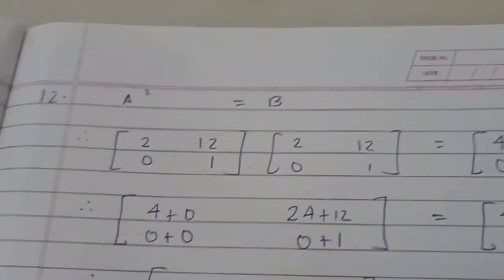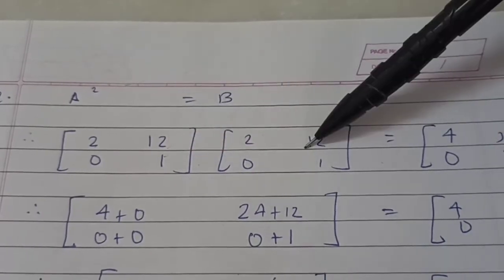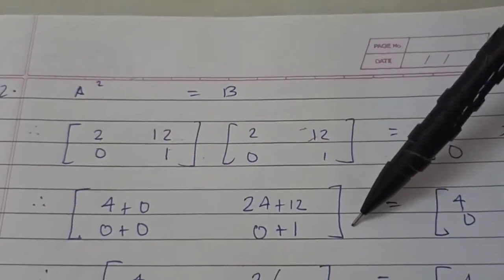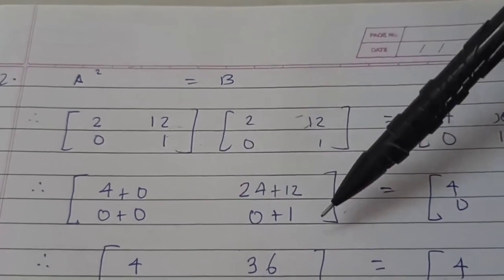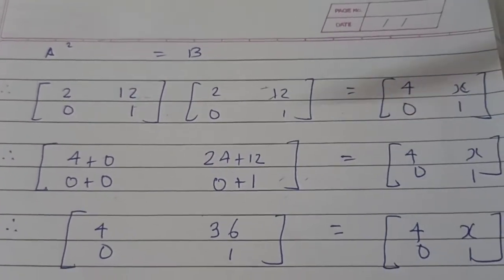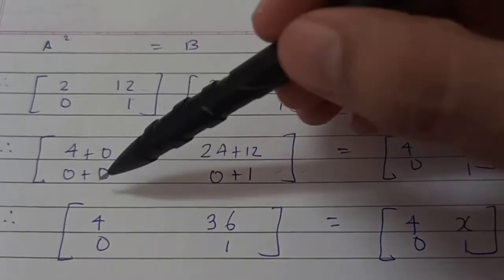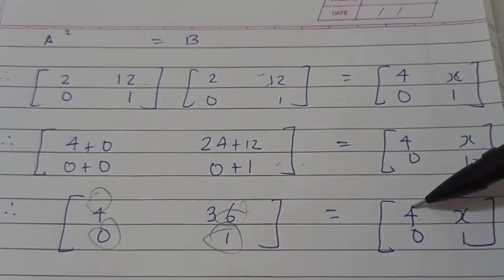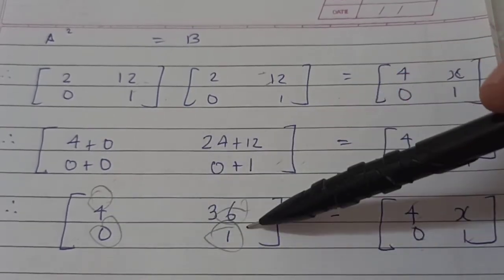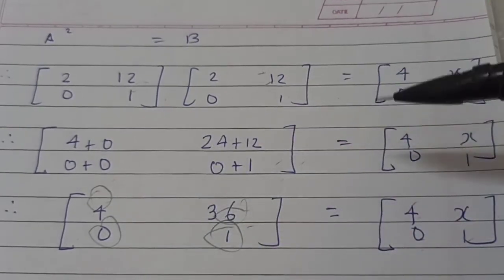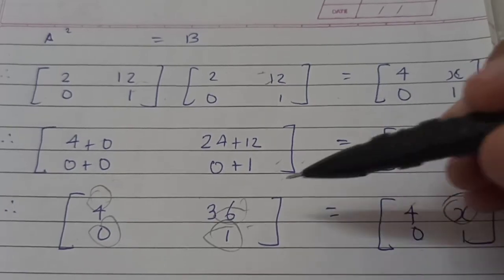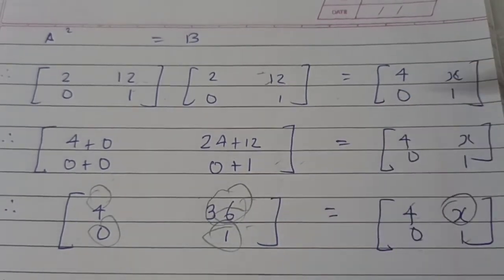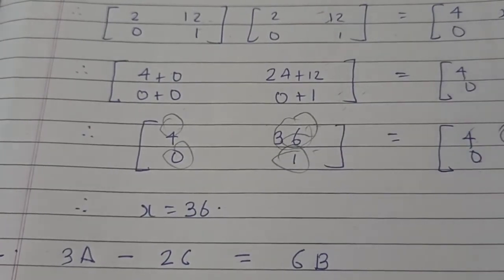Next, the 12th sum. It's given that a square is equal to b, and we have to find the value of x. A square means a multiplied by itself. So 2 by 2 into 2 by 2, so the answer will also be 2 by 2. I get 4 elements as usual. And it is very clear that these answers will match what is given here. 4, 0 and 1 will be the answer. It has to be, it's common sense. What we are interested in is x's value, which comes out to be 36 by comparing. So x is equal to 36.